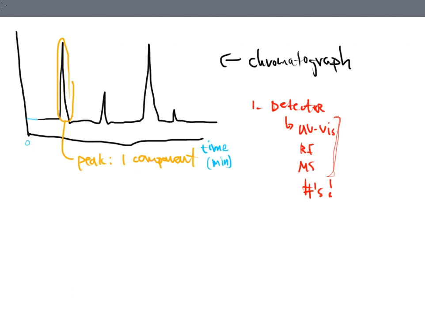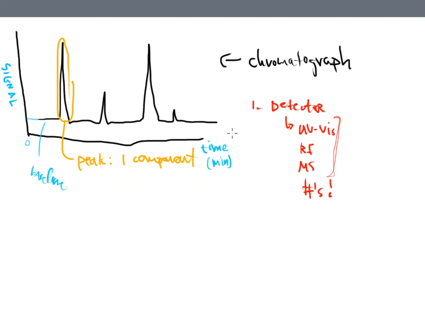On the y-axis, well, depending on what we're doing and what detector that we're using, this can change up. So the only thing that I'm going to put here is the signal. So the signal increases and then the signal will decrease back. This, of course, is called the baseline. And when I have nothing going through the instrument at all, this baseline should be pretty flat all the way across.